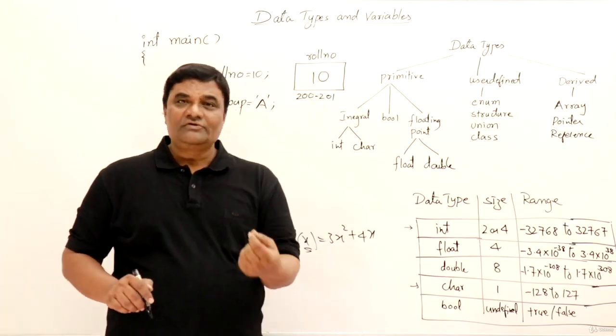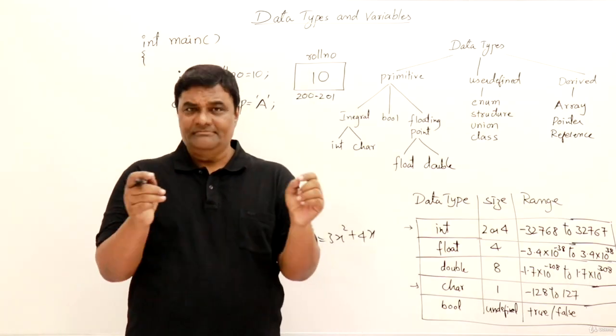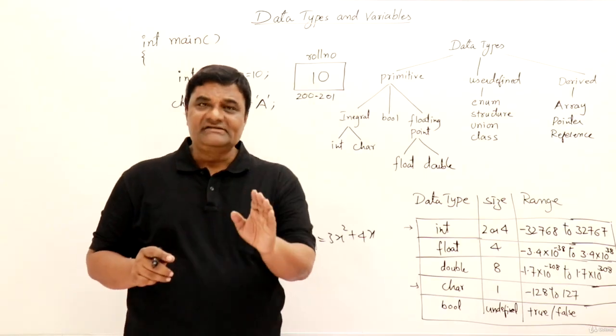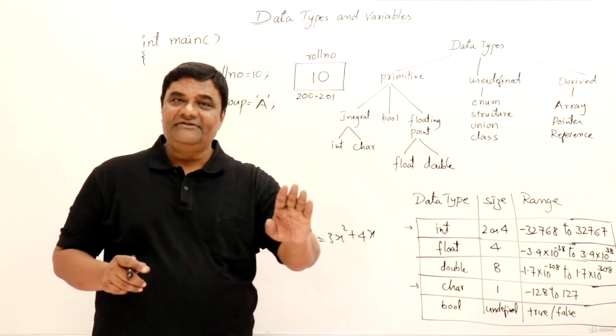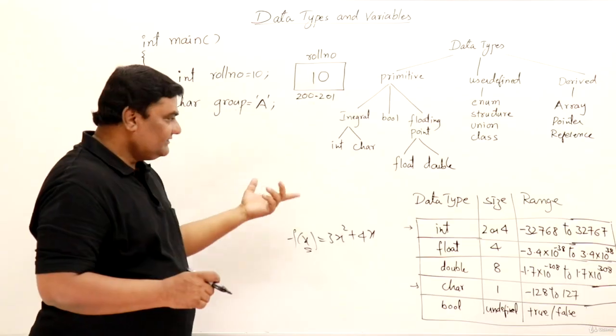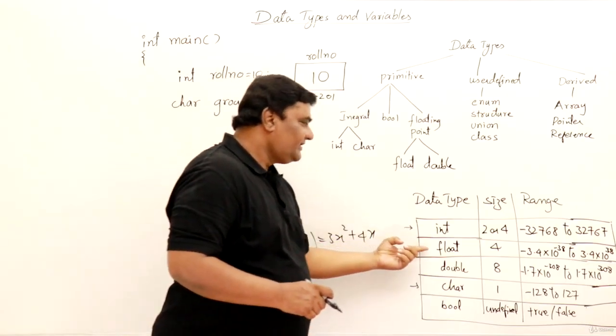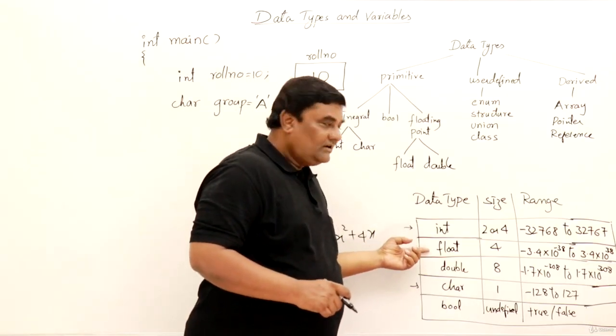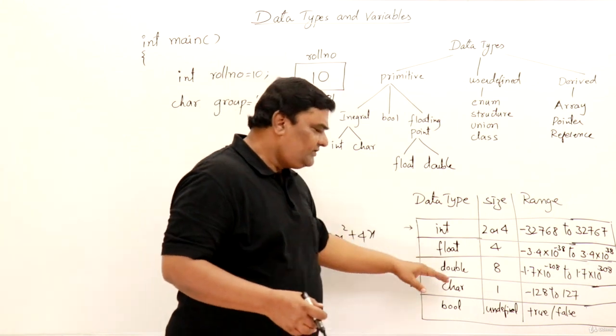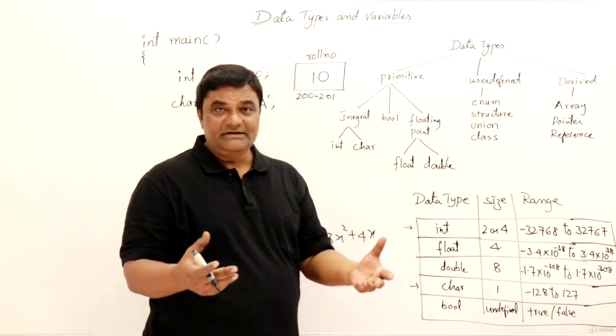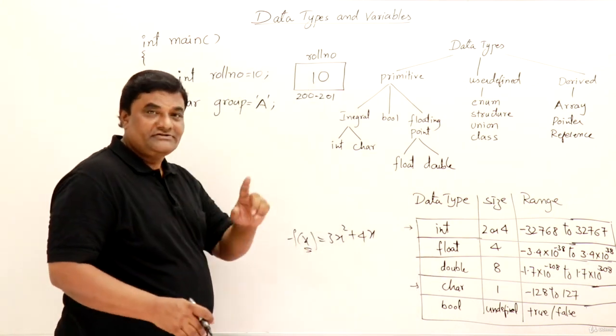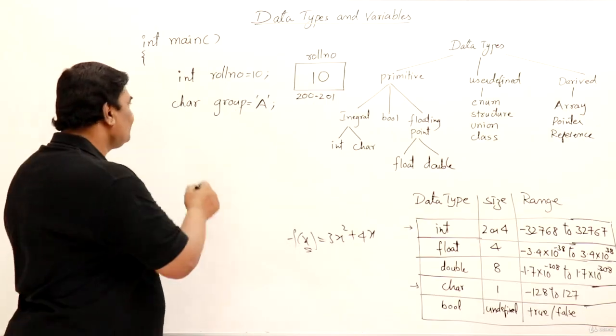Now I want to store the price of some item, some product. Suppose the price is $12.75. Then which data type should I take? I should take float type. Is your number very large? No, not much large. So you don't need double. Float is sufficient. So let us see how to declare a float and initialize it.